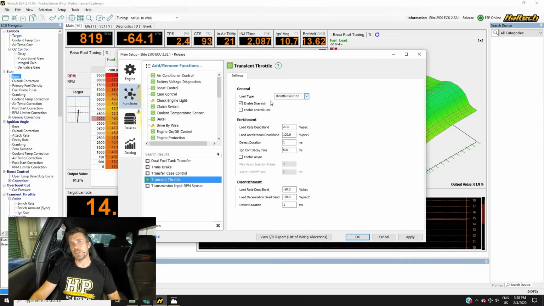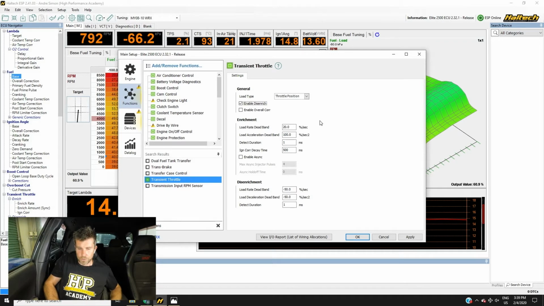Generally, the engine is going to be much less sensitive to that overly rich situation we see on tip out. So while it's nice to have everything rock solid, do the job as well as we can, it's definitely not as important with the disenrichment as it is with the tip-in enrichment. We've also got the ability to enable an overall correction, which I am not using in this situation.